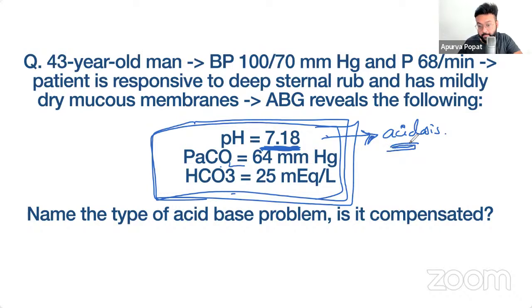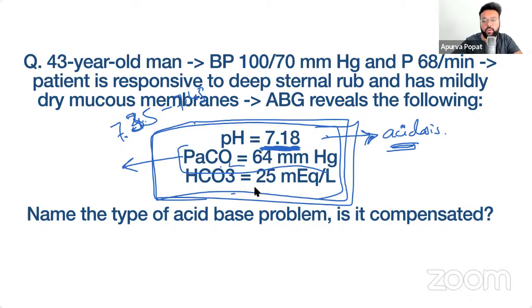7.4 is normal. Yes, so you have 7.35. 7.35 to 7.45 is the normal pH range, and if your pH is less than 7.35, we call it acidosis. Now you know that that's acidosis. But PaCO2 is high or normal? High.